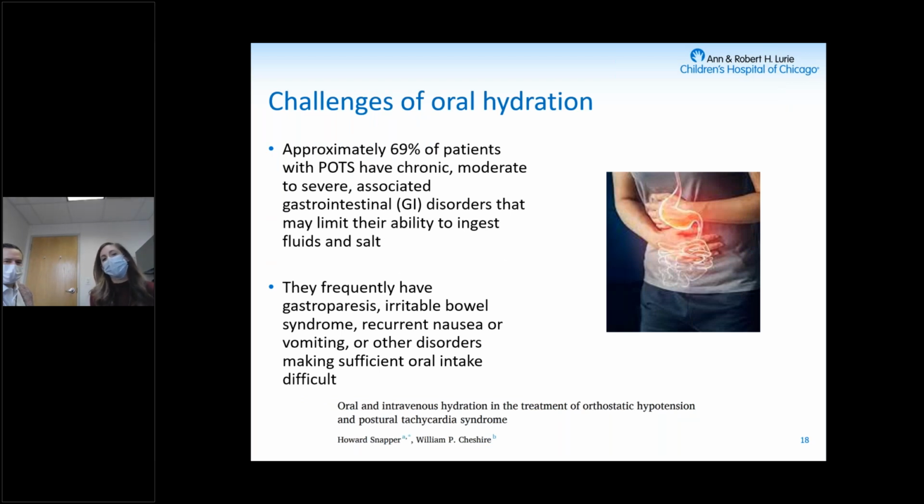So there are obviously some challenges that come with oral rehydration. Approximately 69% of our patients with POTS have chronic, moderate to severe associated GI disorders that may limit their ability to ingest fluids and salts. Many also have gastroparesis, irritable bowel syndrome, recurrent nausea and vomiting, and other disorders that make sufficient oral intake difficult.